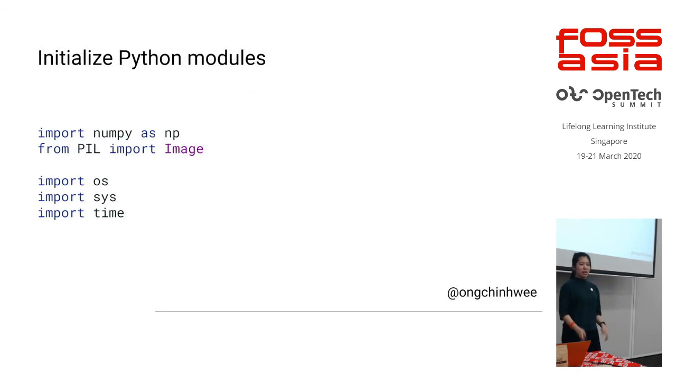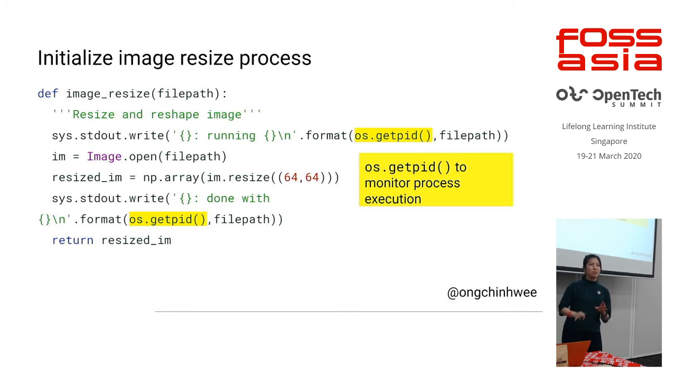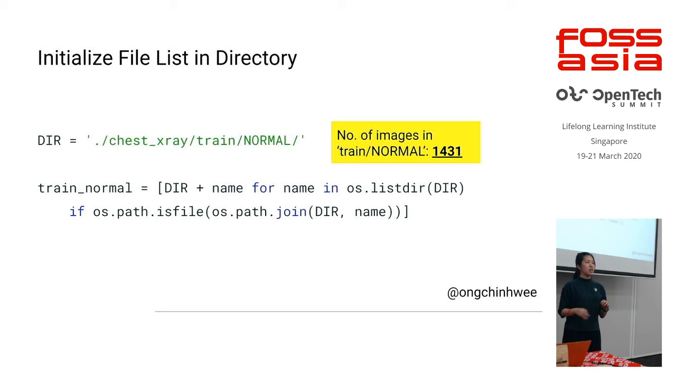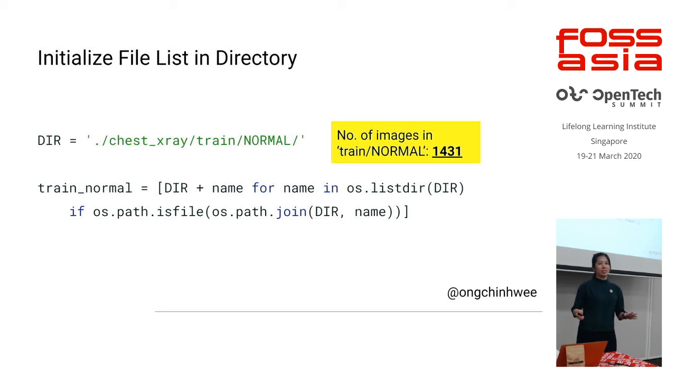So same thing, I initialize my modules. I go and define the process that I want to run on all the images. In this case, I use os.getpid to monitor the process execution because I'm trying to monitor the processes. So it's different from the previous case whereby I was monitoring the thread execution. Now, as usual, I initialize what I want to process. In this case, I have about 1,431 images to process.